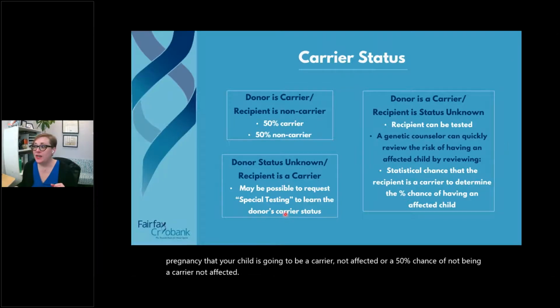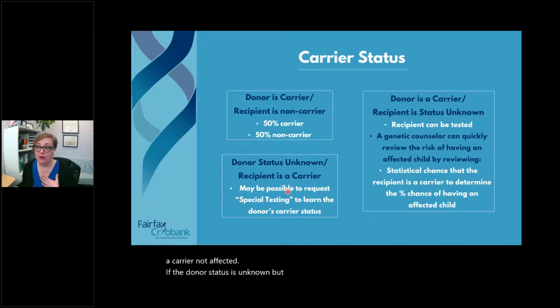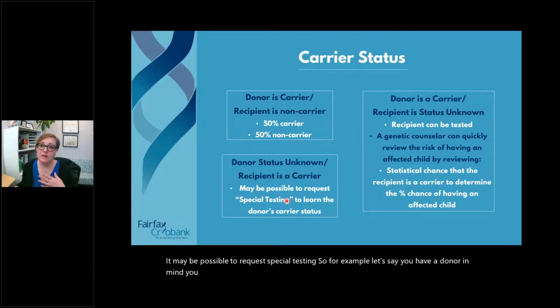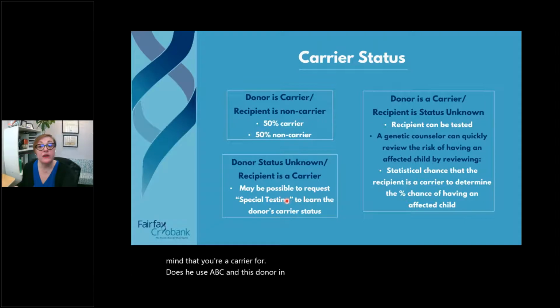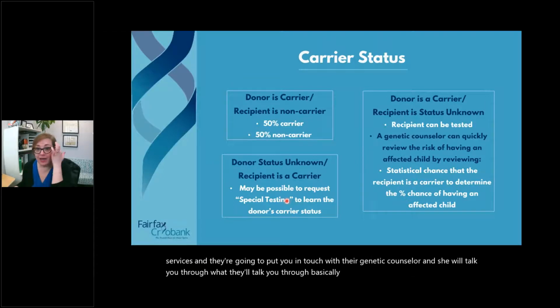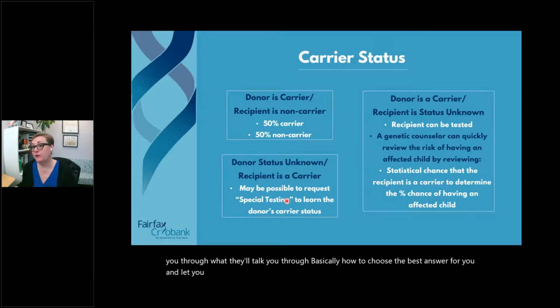If the donor status is unknown, and you know that you're a carrier for a condition, it may be possible to request special testing. For example, let's say you have a donor in mind, you know that you're a carrier for disease ABC, and this donor in particular wasn't tested for that. You can contact client services, and they're going to put you in touch with our genetic counselor. She'll talk you through how to choose the best donor for you and let you know if special testing is available for that donor for that specific gene.